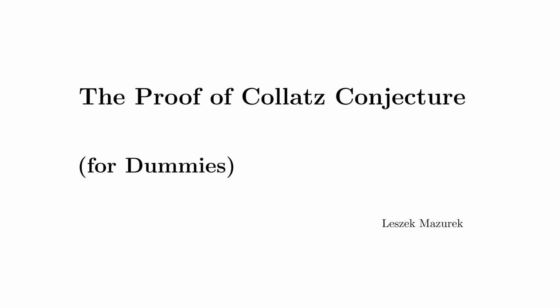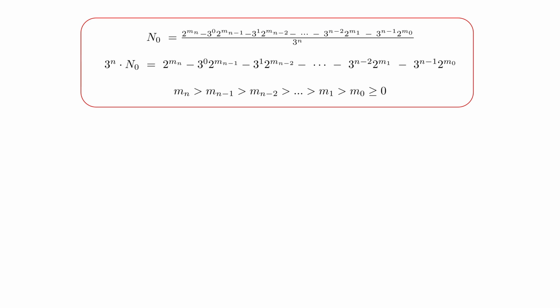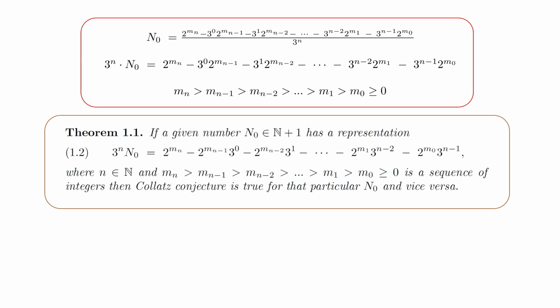When I was doing my research, I checked many different ways how potentially we can prove Collatz conjecture. At the end, I discovered this formula, and I will show in this video that this formula is the key to prove Collatz conjecture. This formula can be presented also in a slightly modified way, like this. In my paper, I stated in Theorem 1.1, if a given number n0 has a representation like in this formula, then Collatz conjecture is true for that particular n0 and vice versa. It's very important. But as I said, I will not be following my paper, but explain the idea that constitutes the base for my proof.